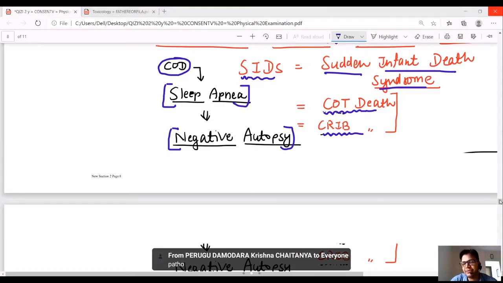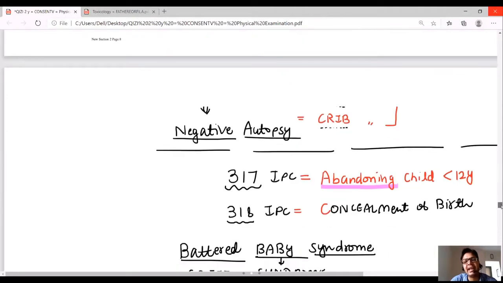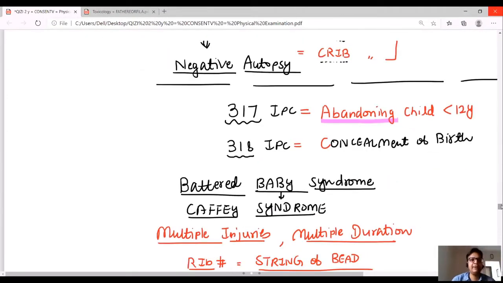But in SIDS we have a negative autopsy because, sir, sleep apnea is never diagnosed by autopsy. Sleep apnea is a loss of respiration during sleep. It is never diagnosed. Now sir, two important IPC sections, 317 IPC and 318 IPC.